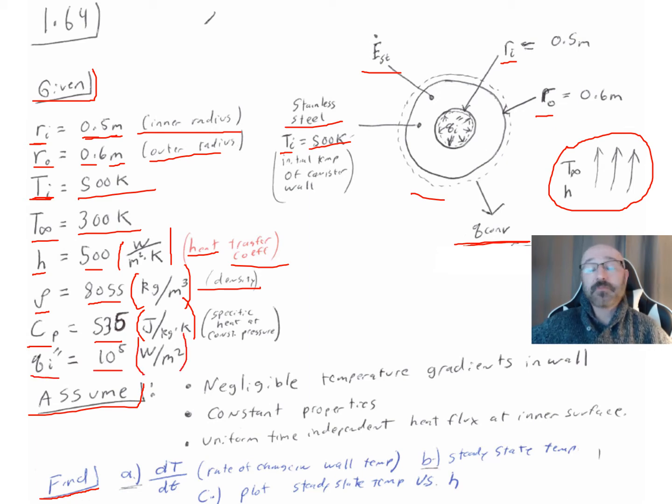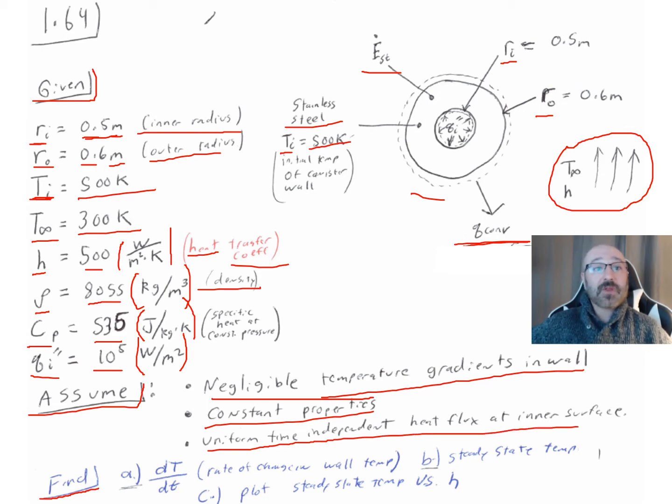So they gave us a couple assumptions within the problem statement: negligible temperature gradients in the wall, constant properties, and uniform, time-independent heat flux at the inner surface. And then what they ask us to do is solve for a couple different things. So I come down here and write out my finds, what they're asking me to solve for.